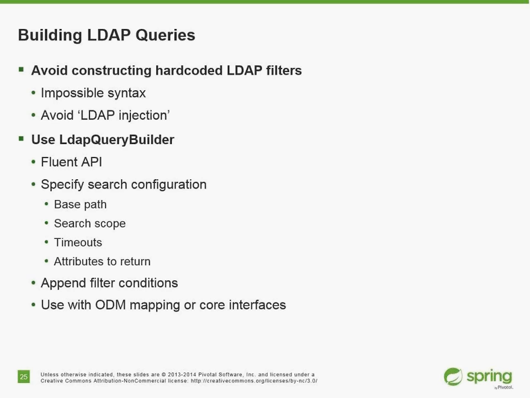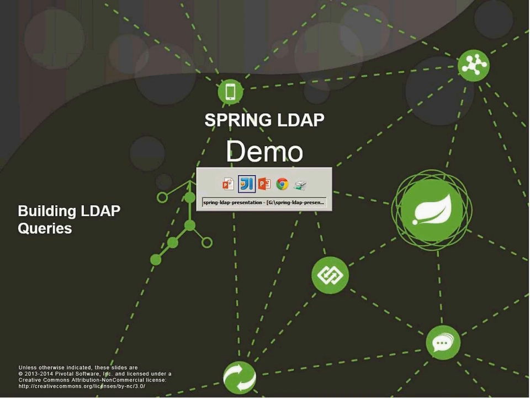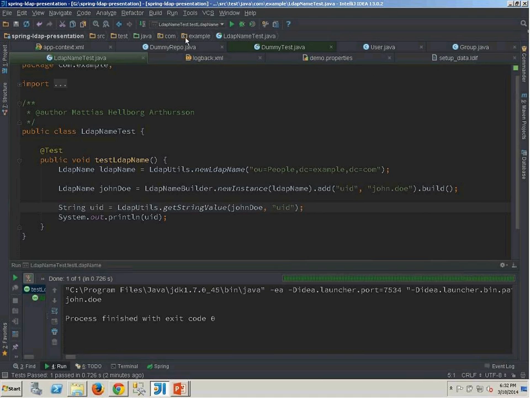So you specify the basic search configuration, which is the base path, meaning the node in the LDAP tree where the search should originate. You specify the search scope. You can specify timeouts. You can specify the attributes to return, stuff like that. And then you append filter conditions using a Fluent API. So you can use this with the object directory mapping, or you can use it with the core interfaces. So let's take a quick look at how that would look.